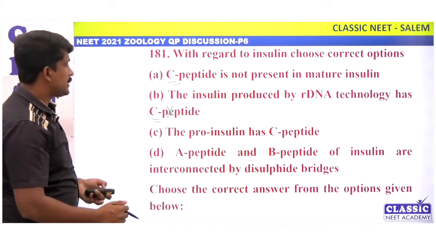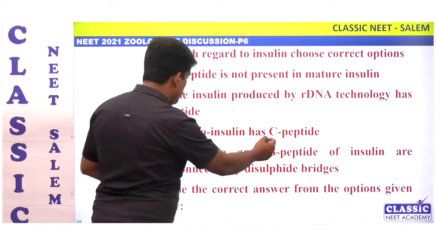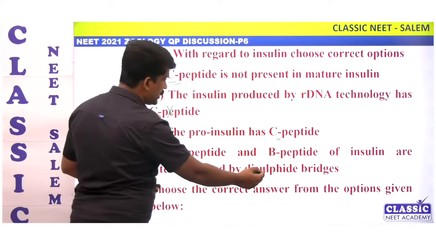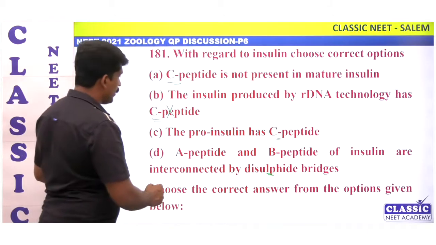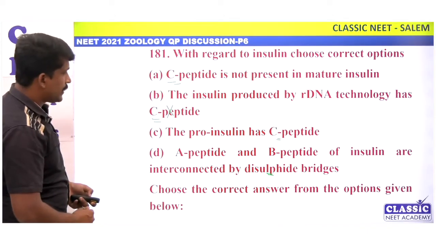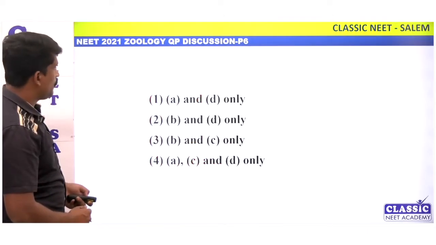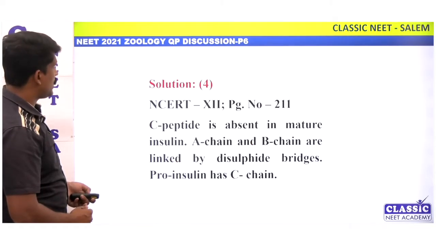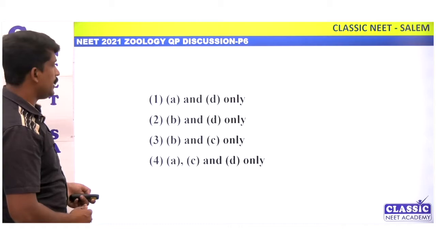The pro-insulin has C peptide. Yeah, that is correct. A peptide and B peptide of insulin are interconnected by disulfide. Yeah, that's also correctly given. Okay, choose the correct answer from the options given below. Yes, students, what are the correct ones? Yes, so the answer is 4 only, except B, A, C and D.